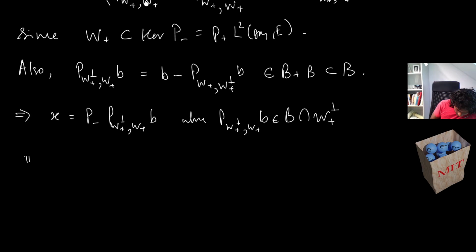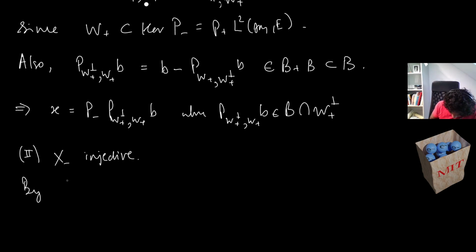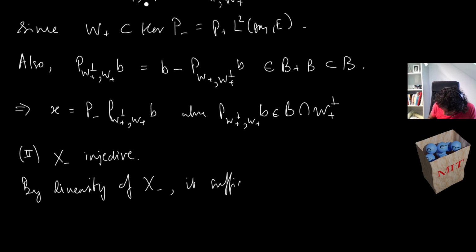So the second point. The second point is that this is injective. So why is it injective? So by linearity of X minus, it suffices to show that the kernel of X minus is 0.